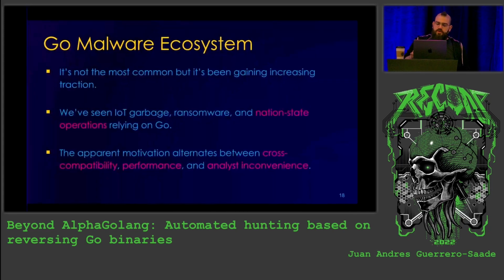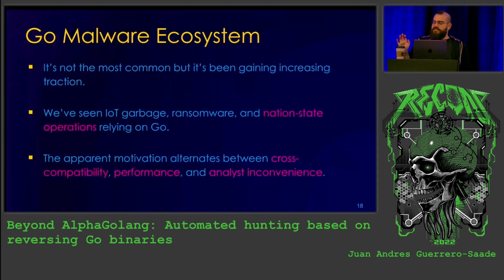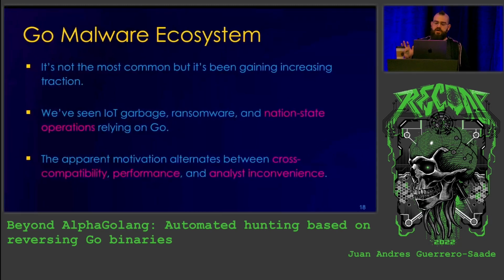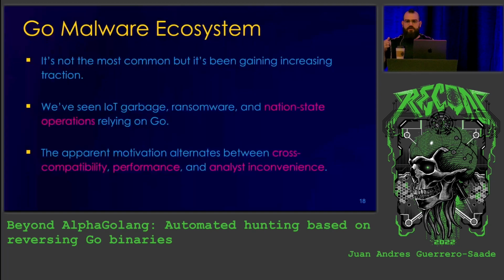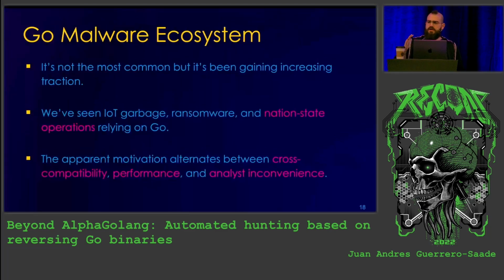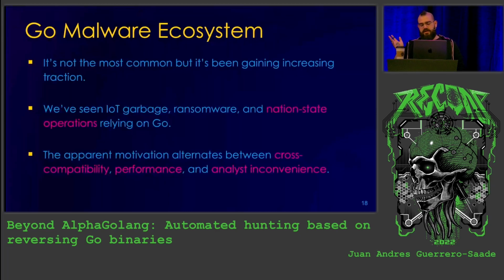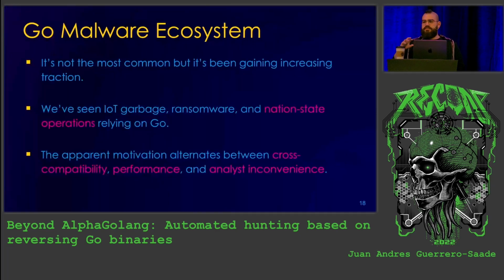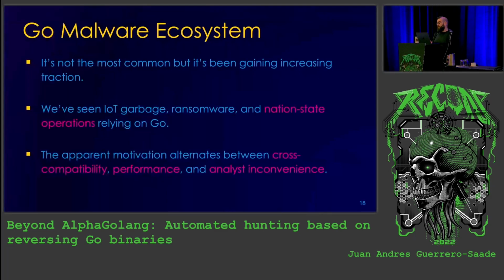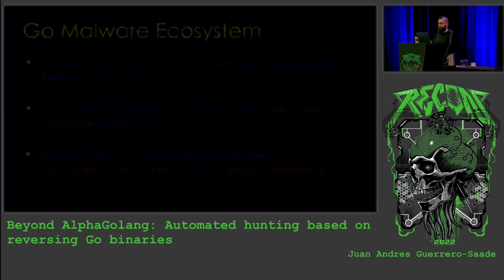So the Go malware ecosystem has been increasingly growing. It's gaining a ton of traction. Obviously, you have your typical IoT garbage, a lot more ransomware, and then nation-state operations that are starting to rely on Go in an increasing manner. It's either the cross-compatibility, at least on the IoT side, the performance on the ransomware side, if you can encrypt things very, very quickly, and then analyst inconvenience, I think, on the nation-state side to some extent.